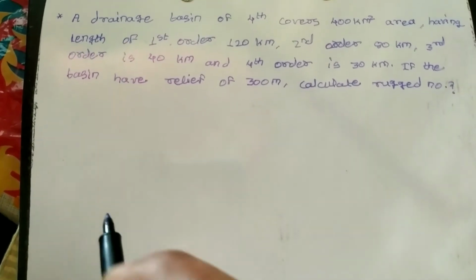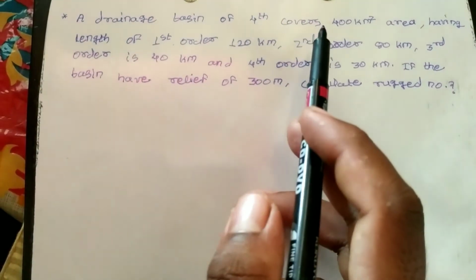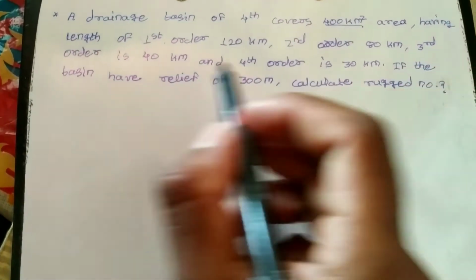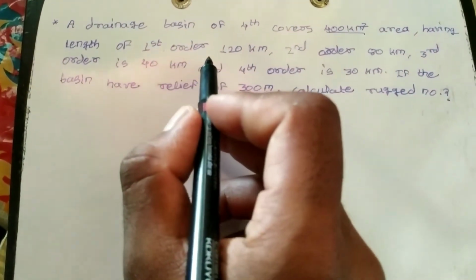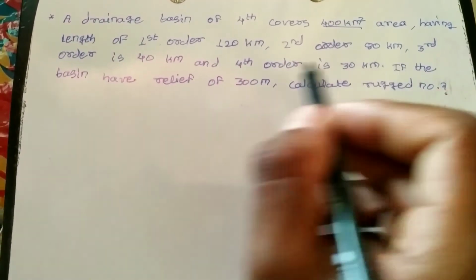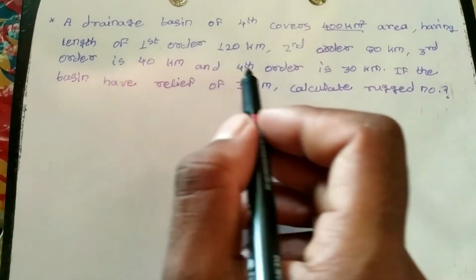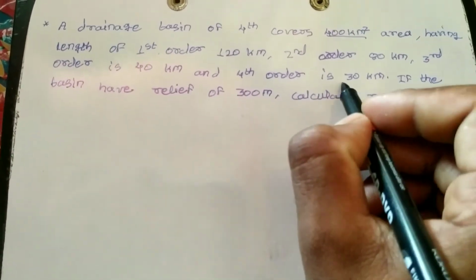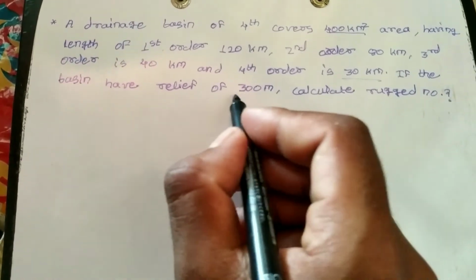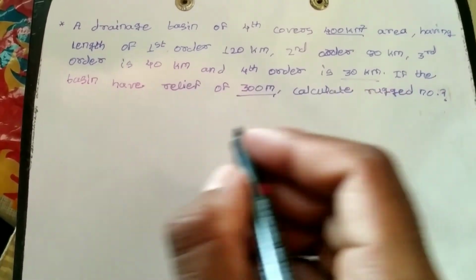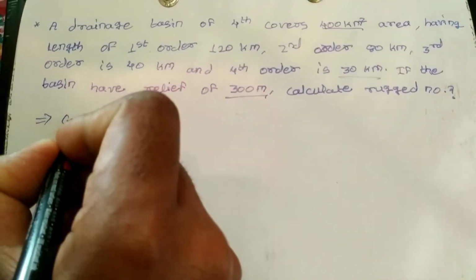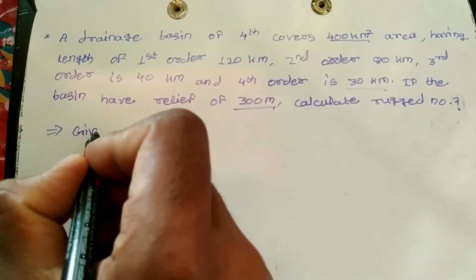Next problem: a drainage basin of fourth order covers an area of 400 square kilometer, having length of first order 120 kilometer, second order 80 kilometer, third order 40 kilometer and fourth order 30 kilometer. If the basin has relief of 300 meter, calculate the rug number. So let's start. Given data. First we have to find given data.